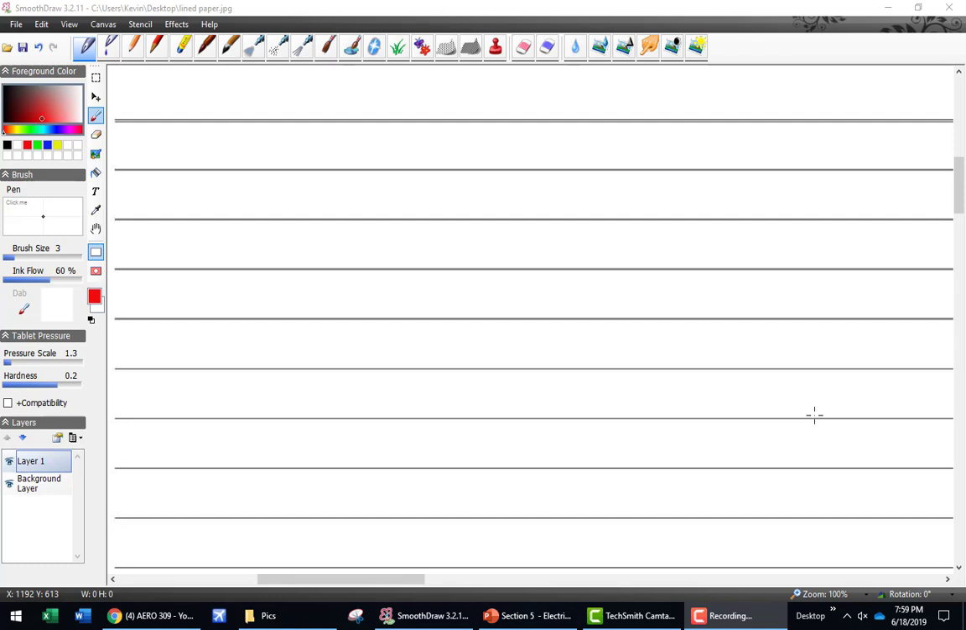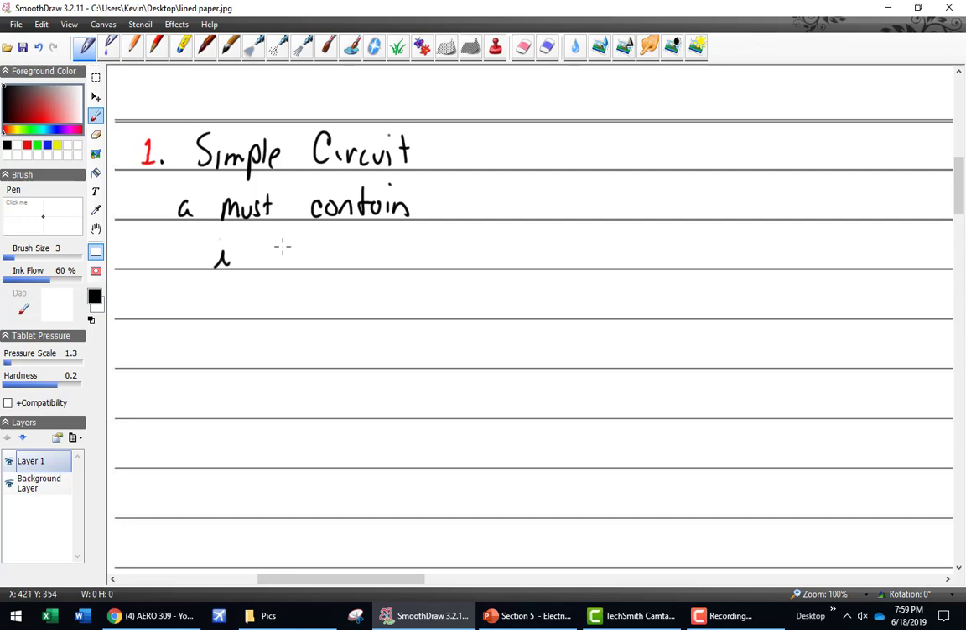So now as we start moving forward and talking about an actual electrical circuit, we'll say a simple circuit. A simple circuit has to contain a couple of things. We'll put that it must contain... Anybody care to guess? Battery. All right, batteries. We'll call it a power source, and that is our supply or source of electrons.